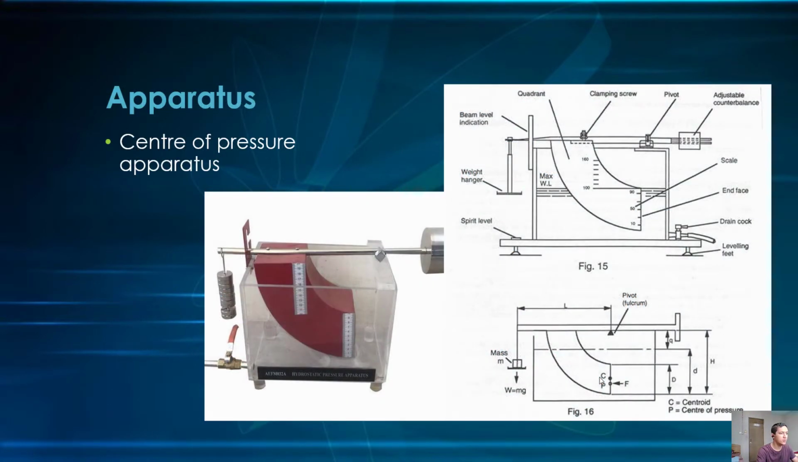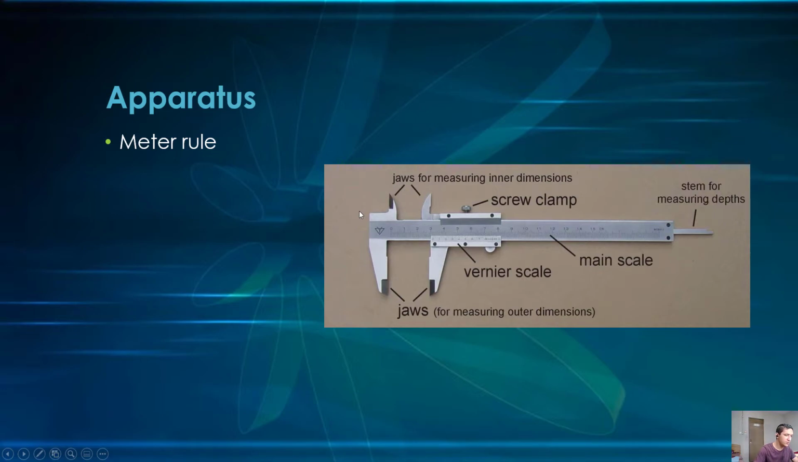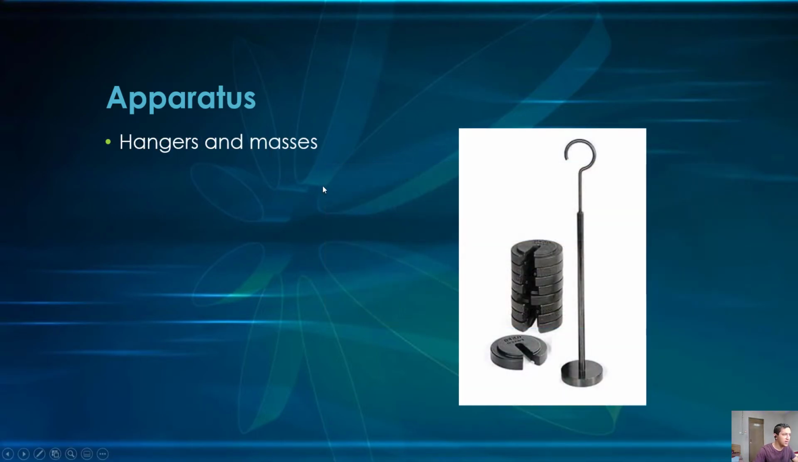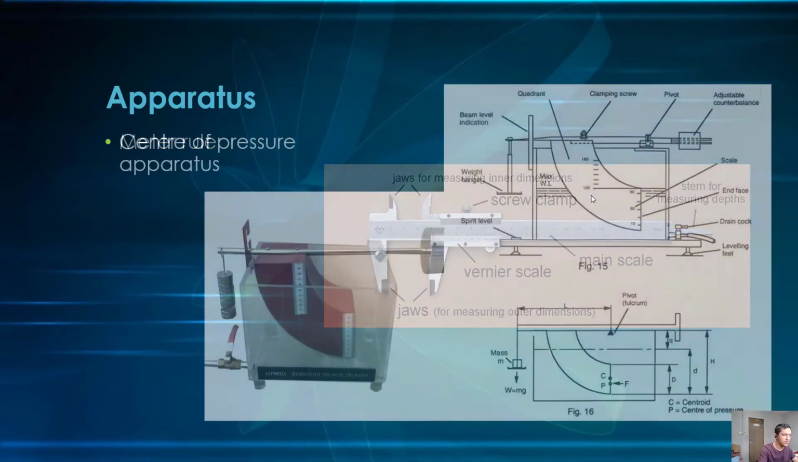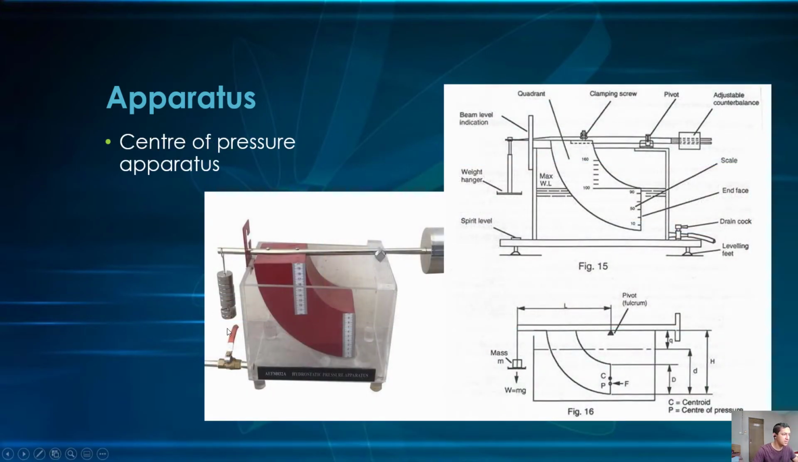As for the apparatus, we had the center of pressure apparatus, which looks like that. Actually, this is already the whole thing. We have the center of pressure apparatus, plus you see this hanger and weights. We have the meter rule for the measurements, and we have hangers and masses, which look like this in the previous picture, as can be seen here.